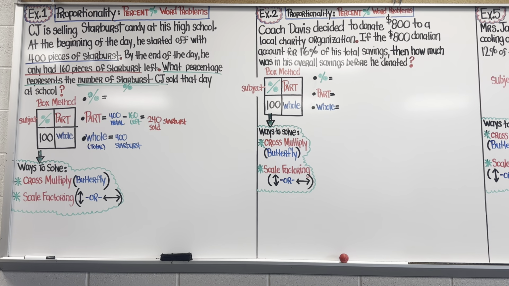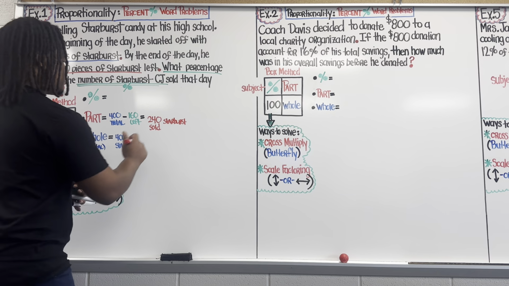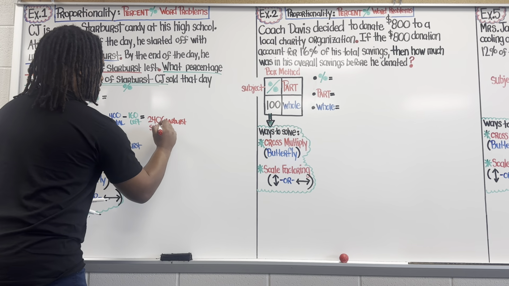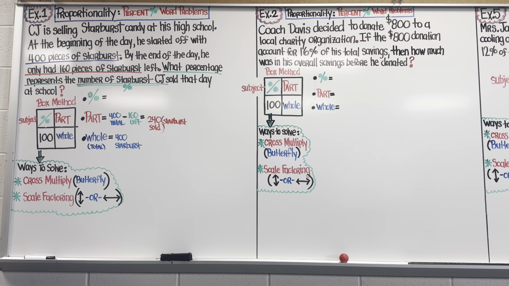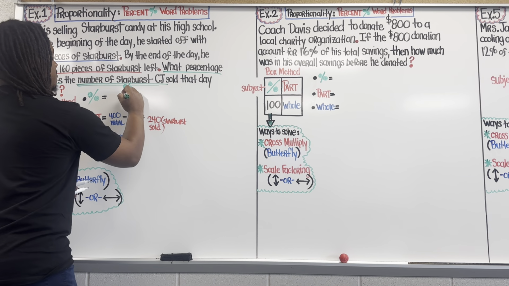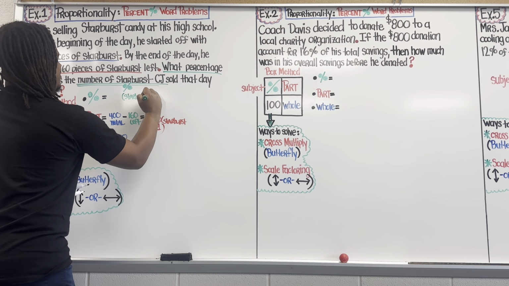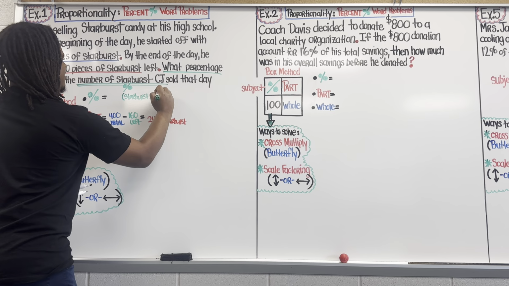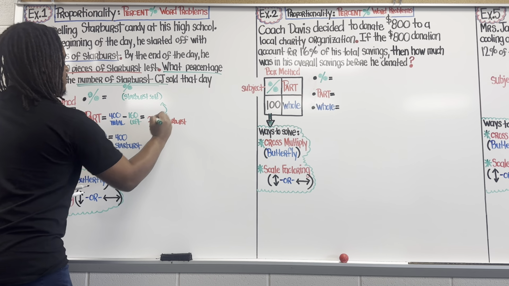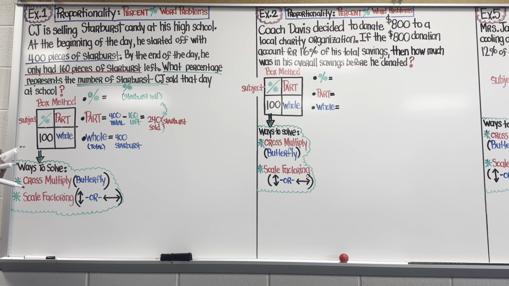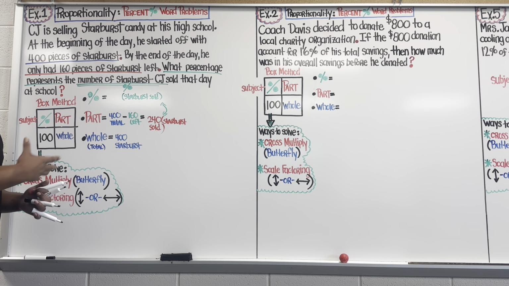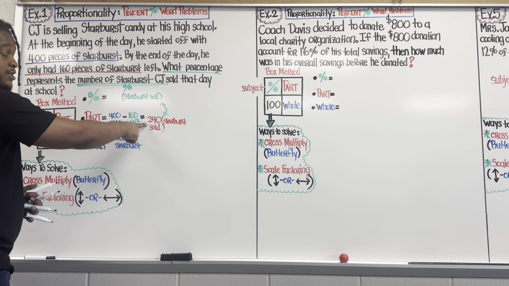So once again, that is the part. That's how many Starbursts were sold. Once again, the percent has to represent the number of Starbursts that were sold as well, right? So let me write that also. Starbursts sold. Once again, the part and the percent represent the same thing, right? So they want us to find out the percentage of the Starbursts that were sold, which is 240 Starbursts, right?